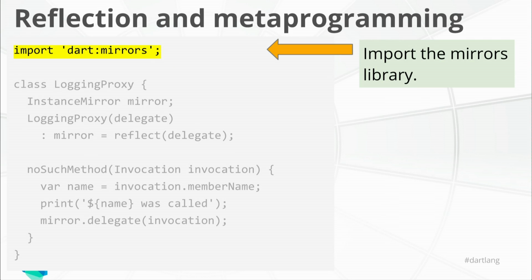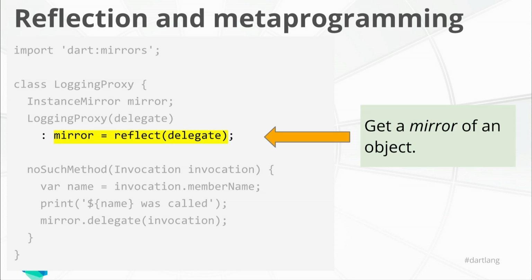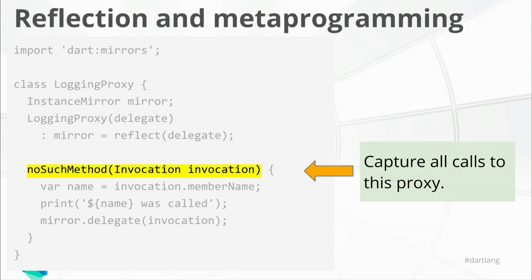So first up, import the Dart mirrors library. It comes to you from the Dart SDK. Next, use the top-level function reflect to reflect on the delegate object and get back an instance mirror. Now remember, if you call a getter or function on an object and that doesn't exist, you'll get a noSuchMethod error. It's nice, clear, and concise. You can actually implement noSuchMethod here and capture those calls and do something dynamic and interesting with it. In this case, we're going to do that to capture all calls going through our logging proxy.